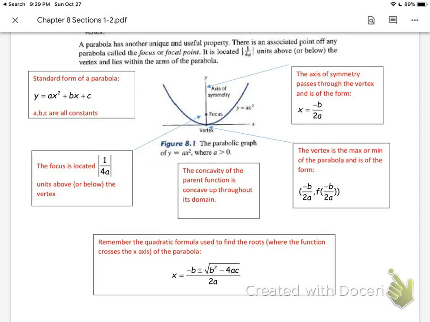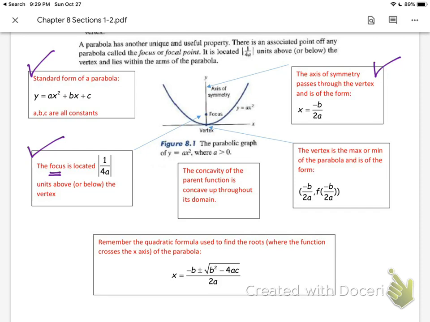Okay, so far we have discussed this box and this box. So now let's look at this box right here. The focus is not always discussed when it comes to parabolas, but it is discussed in our textbook, and I think it's worthy of discussion.